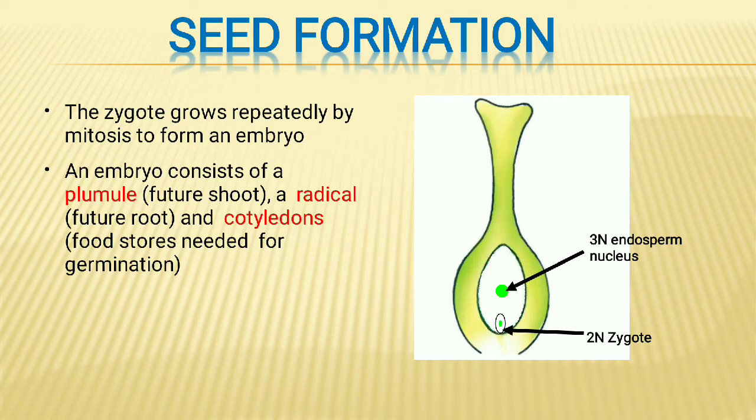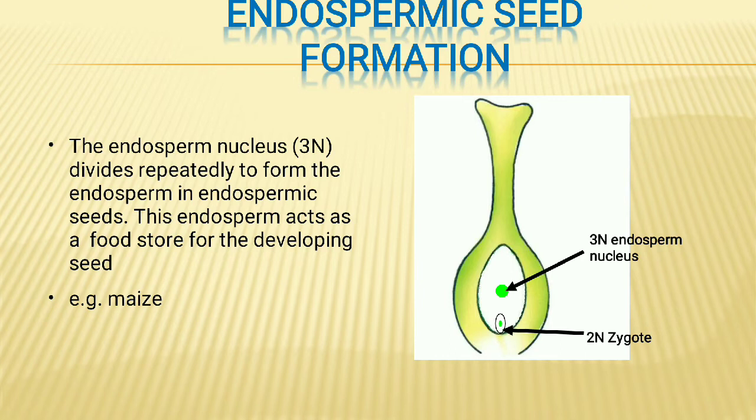So we'll study the seed formation. The zygote grows repeatedly by mitosis. We know how the embryo is formed, that is the globular, heart-shaped embryo in dicot especially, formed by repeated mitotic division. The formed embryo consists of the plumule, that is the future shoot, the radicle, the future root, and the cotyledons. This is our normal seed formation. Cotyledons play a role now. They store food which is needed for the future seed germination. So next we'll study one by one.